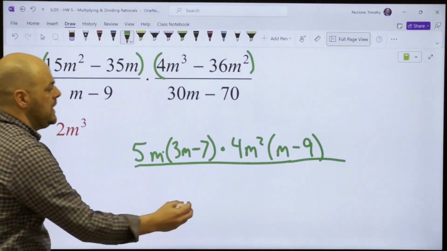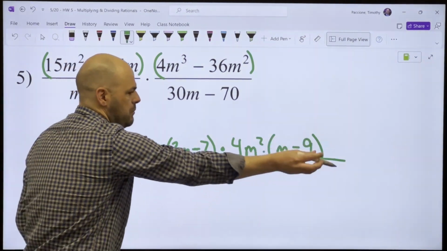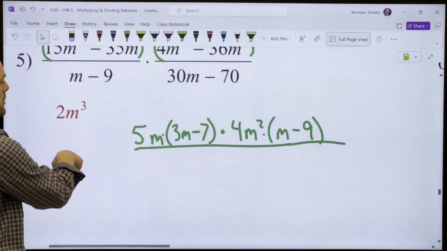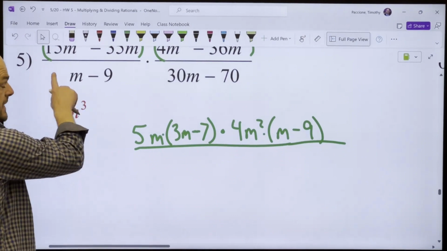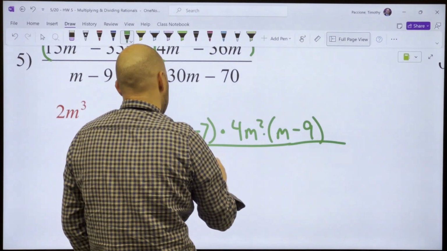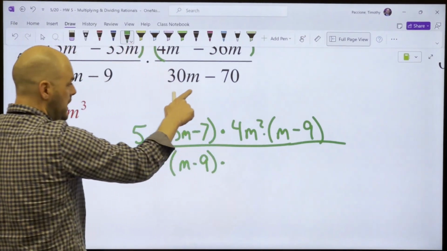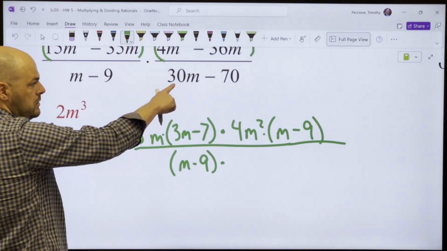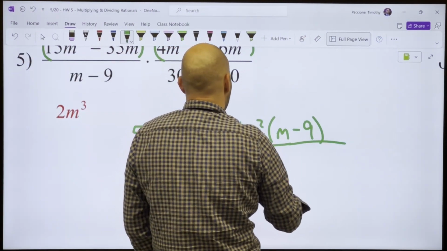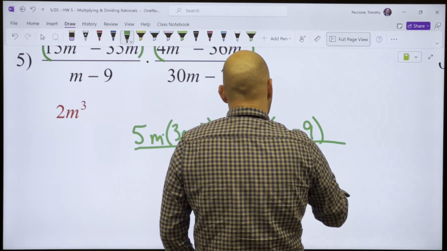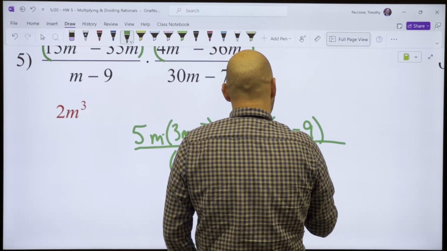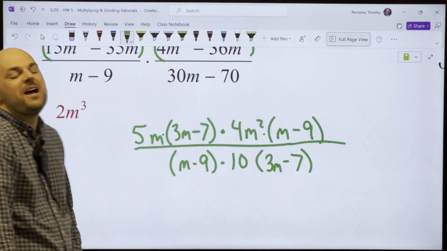Okay. And again, we're just multiplying, multiplying, multiplying, multiplying. Now on the bottom, this, what happens? It stays, but it's in parentheses, right? M minus 9 times this. Anything come out of here? 10 comes out. So I got 10 and then m minus 7. 3m minus 7. Sorry. Okay.